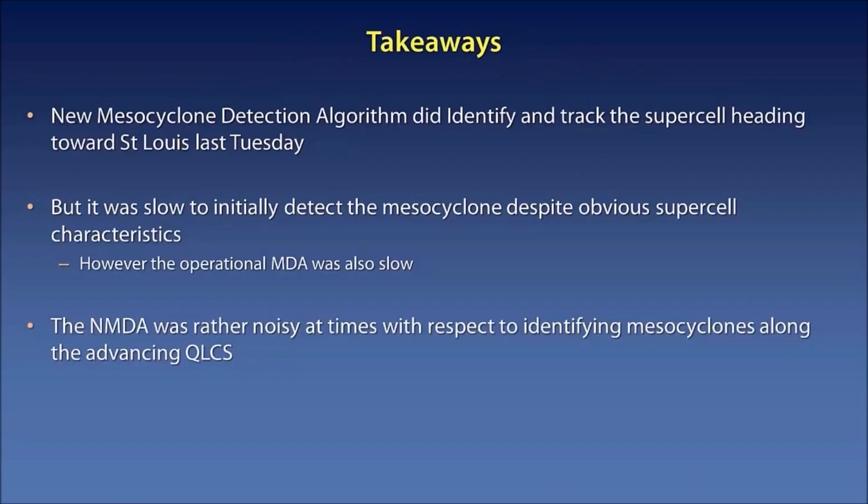on the base data. So takeaways from this example were that the new detection algorithm did not identify and track the supercell heading into St. Louis until it was about 10 minutes out. It was slow to detect that despite the obvious characteristics, and the new NMDA was also rather noisy at times with identifying mesocyclones along the advancing QLCS. But I will again say that it did, in general, do a better job than the current version.